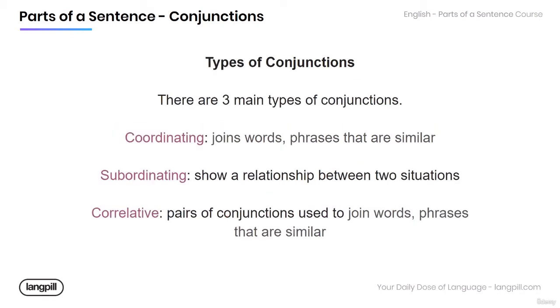Now in English, there are three main types of conjunctions. We have coordinating conjunctions. Okay, these are conjunctions that join words and phrases that are similar. We have subordinating conjunctions. These ones will show a relationship between two situations. And then we have correlative conjunctions. And these are pairs of conjunctions that join words or phrases that are similar. So let's look at what these are exactly.